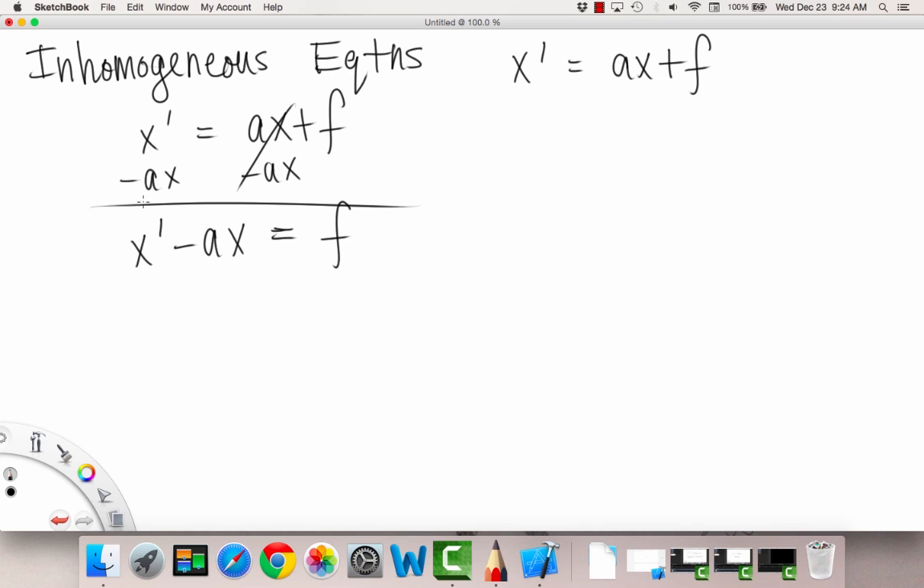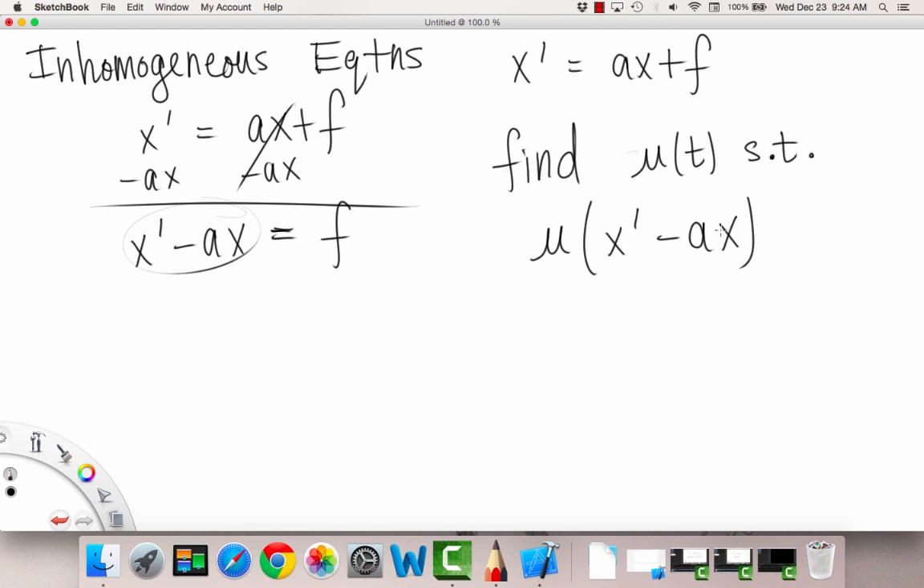So now here's where we're going to make a little bit of a jump. Everything on the left side looks a little bit messy, admittedly. So what we want to do is find a mu, or a u, you can use whatever symbol you want, some function of t such that the left side, such that mu times all of this, everything that's on the left side, is equal to mu times x, and then to the first derivative.